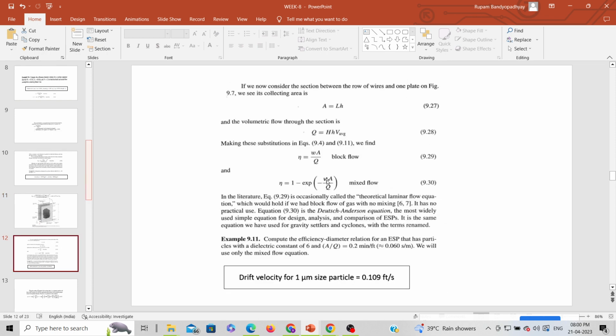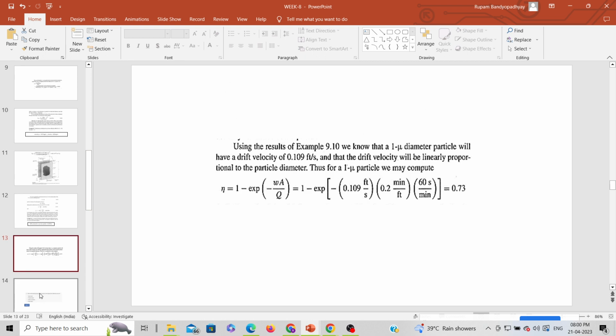And W is the drift velocity. Okay, W is the drift velocity. So you have to remember this equation to find out the removal efficiency of particles from an electrostatic precipitator.